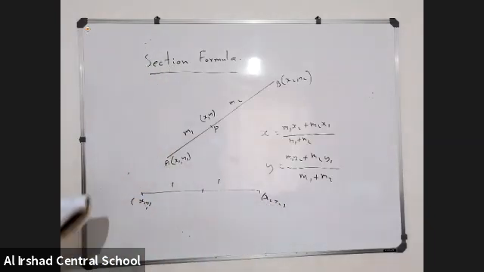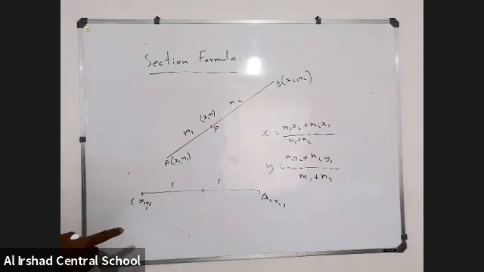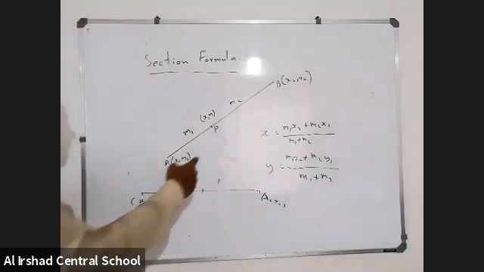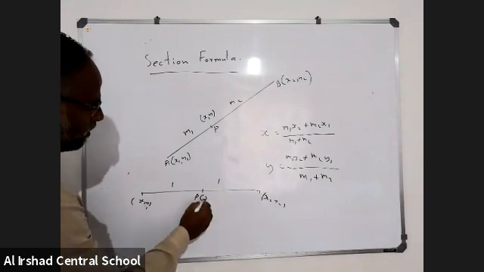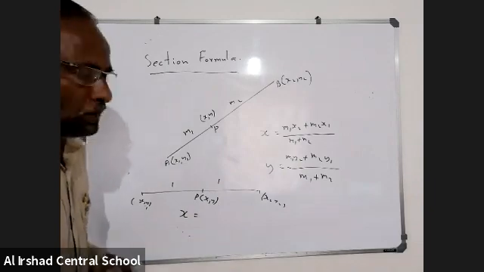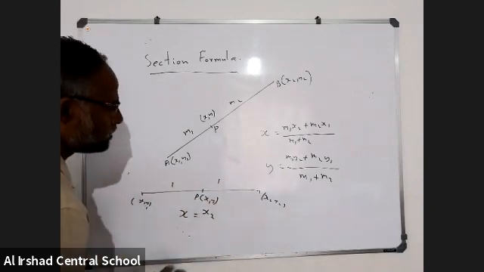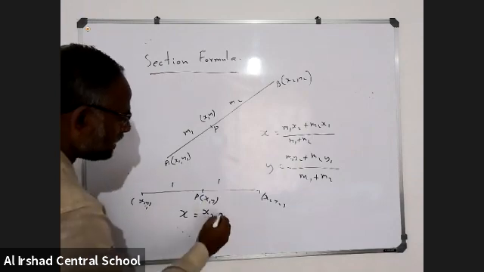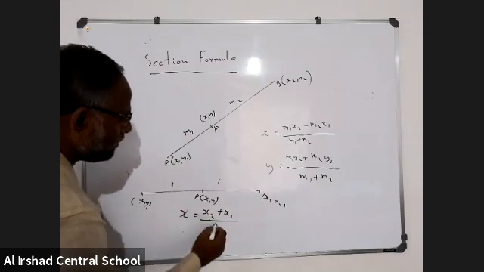Correct? Midpoint is half and half, 1:1. Half divided by half. So the formula will be very easy. Here P(x, y). The x coordinate is equal to 1 into x2, that is x2, plus 1 into x1, that means x1, divided by 1 plus 1.